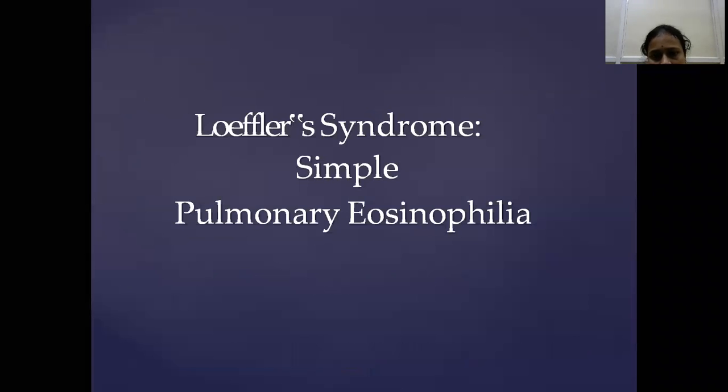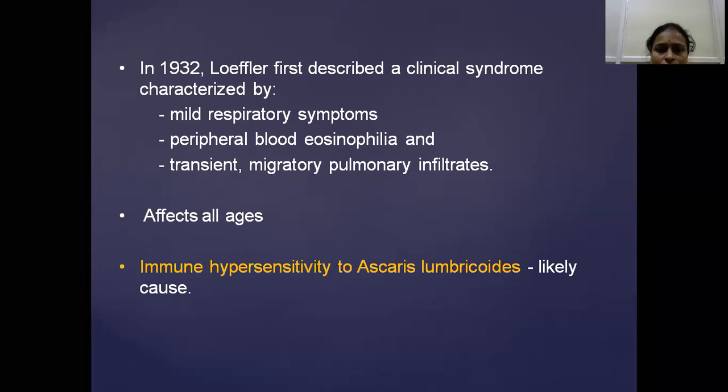Coming to Loeffler syndrome, that is simple pulmonary eosinophilia. Simple pulmonary eosinophilia is also known as Loeffler syndrome. Loeffler, in 1932, first described this clinical syndrome, characterized by mild respiratory symptoms with peripheral blood eosinophilia and infiltrative lesions in the lungs. Those are transient and migratory lesions. Clinically, the symptoms are mild. Investigation: hematologically, peripheral blood eosinophilia; radiologically, transient migratory pulmonary infiltrates.